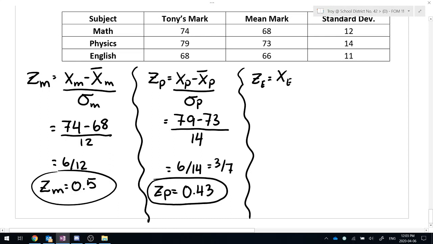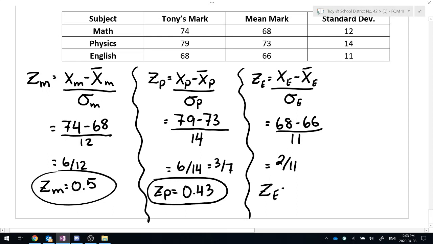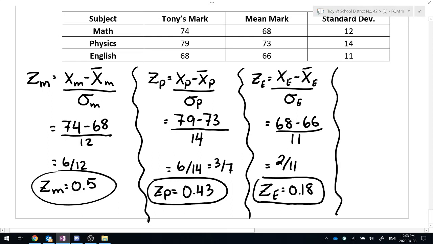We'll take his English mark, subtract the class average from the English exam, divided by the standard deviation of the English exam. So his mark is a 68 minus 66 divided by 11. So it's going to be 2/11, which is going to give him a z-score for English. 2 divided by 11 gives us about 0.18. Okay, so the highest z-score here is his math test.